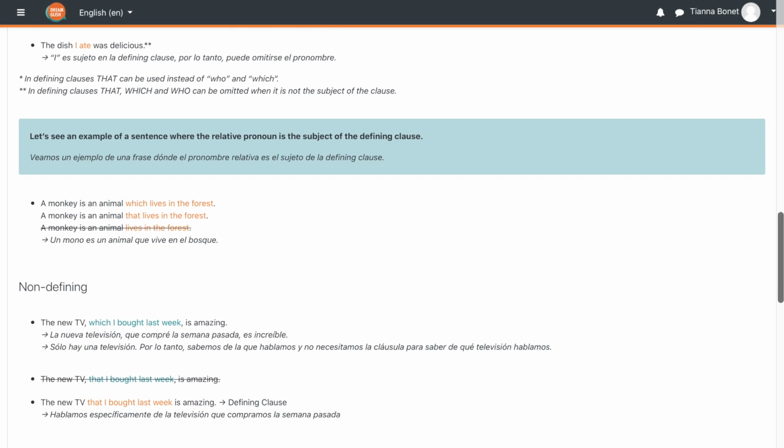Let's see an example of a sentence where the relative pronoun is the subject of the defining clause. A monkey is an animal which lives in the forest. A monkey is an animal that lives in the forest. You wouldn't say, a monkey is an animal lives in the forest.